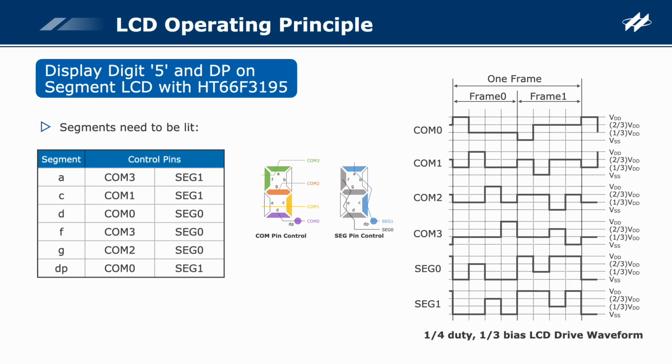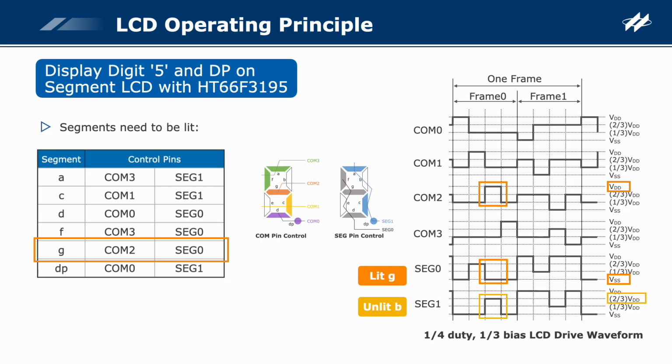During the third time period of frame 0, COM 2 is selected and outputs VDD. The voltage difference between COM 2 and SEG 0 is VDD, so the corresponding segment G is illuminated. The voltage difference between COM 2 and SEG 1 is 1/3 VDD, so the corresponding segment B remains unlit.